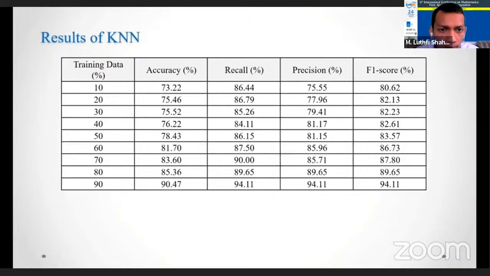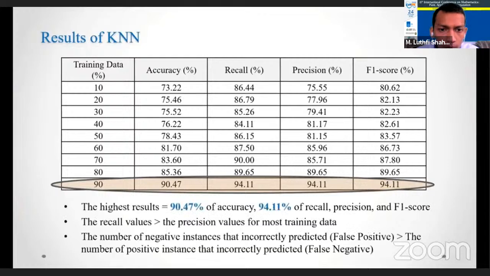We can see that the KNN method produced higher results at 90% of training data, with 90.47% accuracy and 94.11% recall, precision, and F1 score. The recall value was higher than the precision value. This implies that the false positive was higher than the false negative.